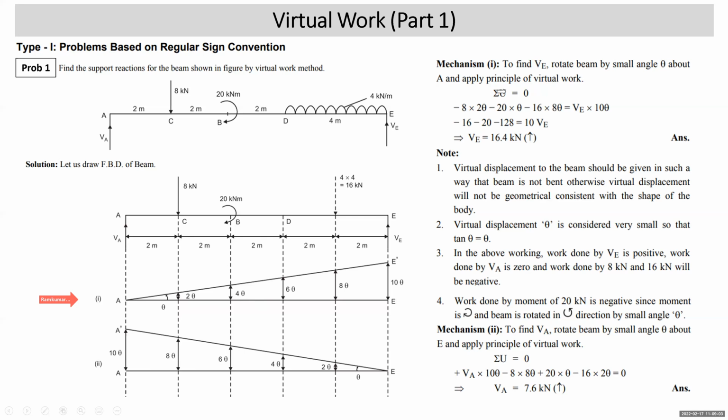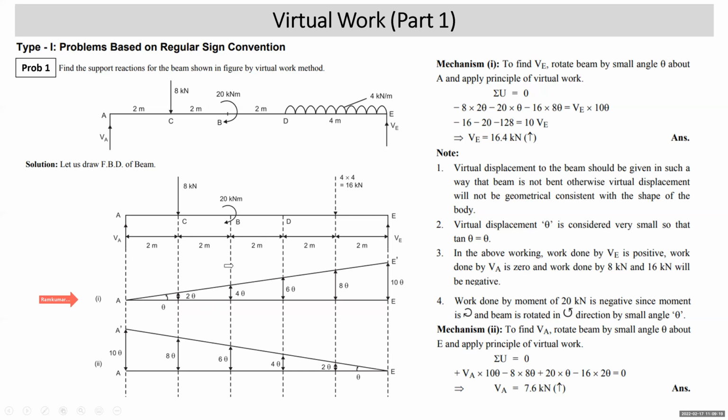How do you write it mathematically? Principle of virtual work: sigma U is equal to 0. That means the algebraic sum of the work done by all forces is equal to 0. Now let's start from here. See, 8 kilonewton is acting downward. The point of application is shifted upward. So the work done is negative: minus 8 into 2 theta.